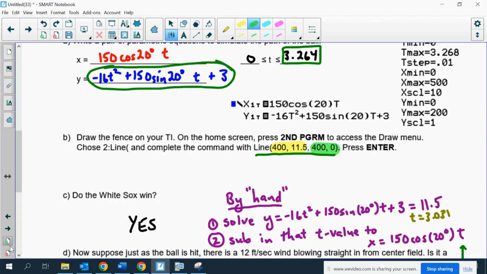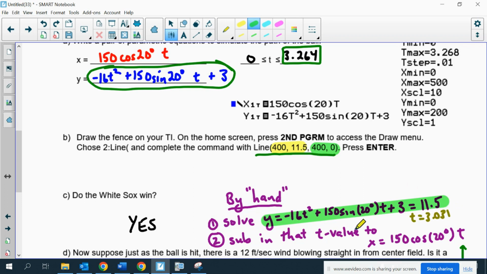Now, we can do this by hand also. Now, when I say by hand, I'm putting hands in quotation marks because we don't really want to do this by hand. We're going to have to use a calculator. But what we would do is we would take the y component of this and set it equal to 11.5. So what that will do is it will tell us the time at which the ball is at the fence. And there's 2 t values, but one of those t values is right at the beginning of the problem, and it doesn't make any sense. So we only want the one that's near the fence, and that would be 3.031.